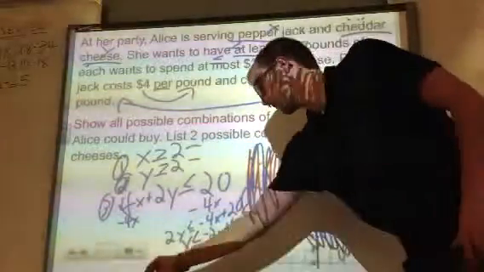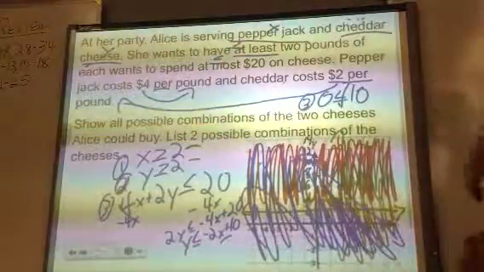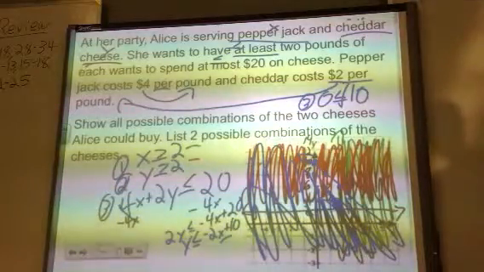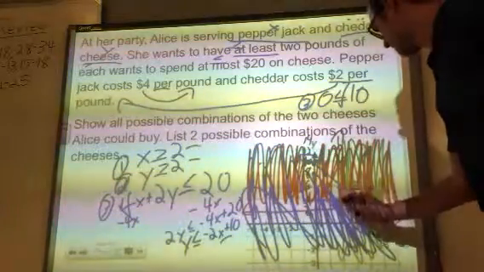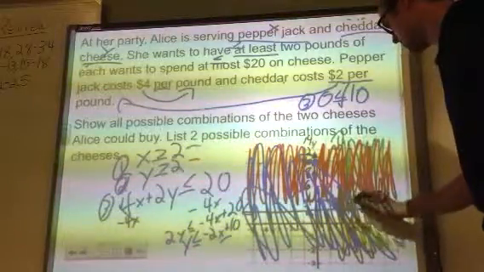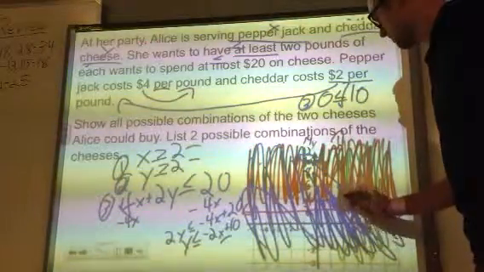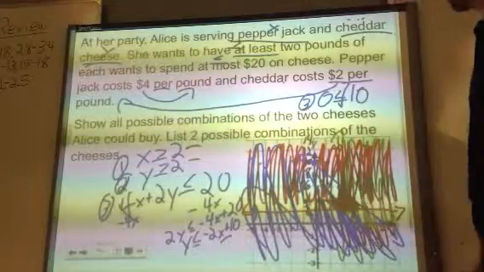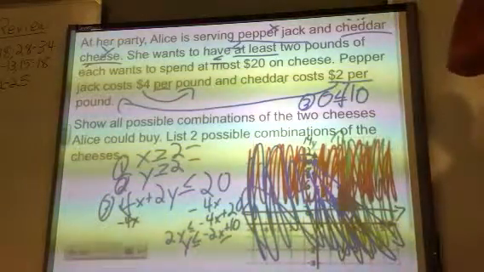Alright, so let's find the area where there's green, red, and blue. Looks like it's going to be this area here. And remember, the lines outlining this area are part of our solution because they're all solid lines, they're all or equal to inequalities.